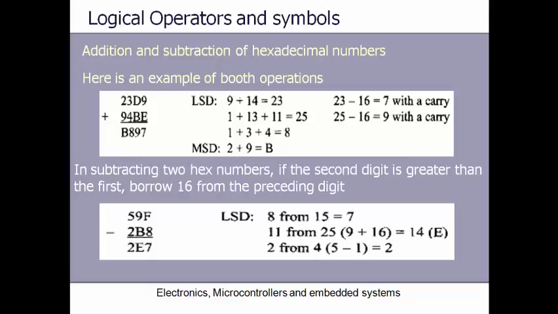11 from 25, that means it's 9 plus 16, is 25, minus 11 is 14. That means A in hexadecimal. And 2 from 4. 4 what? 4 because we take 1 from the 5. As shown here, it will be 2. So the result is 2A7.